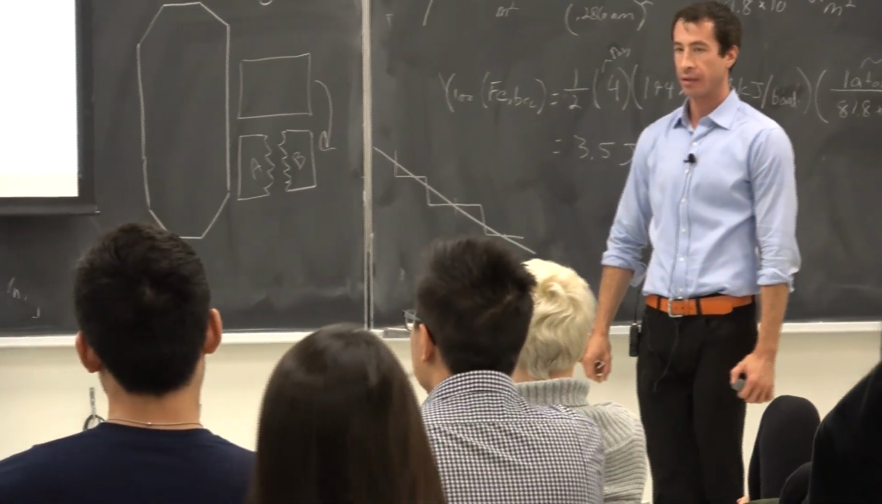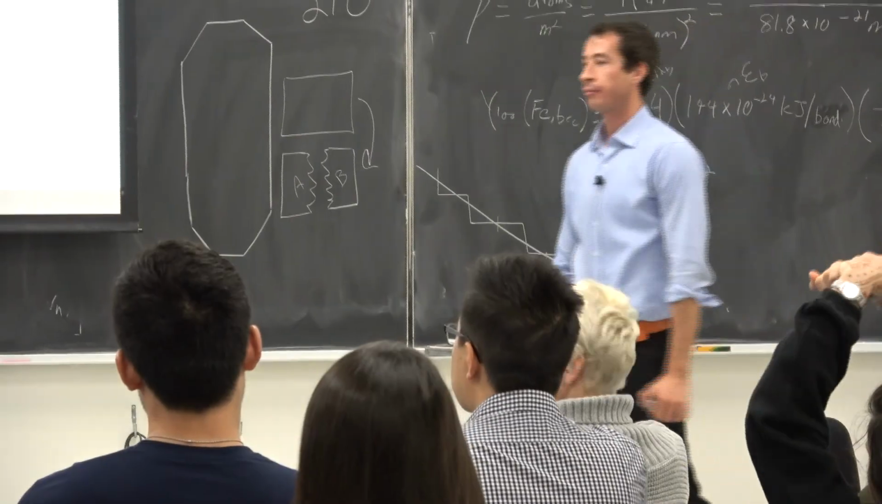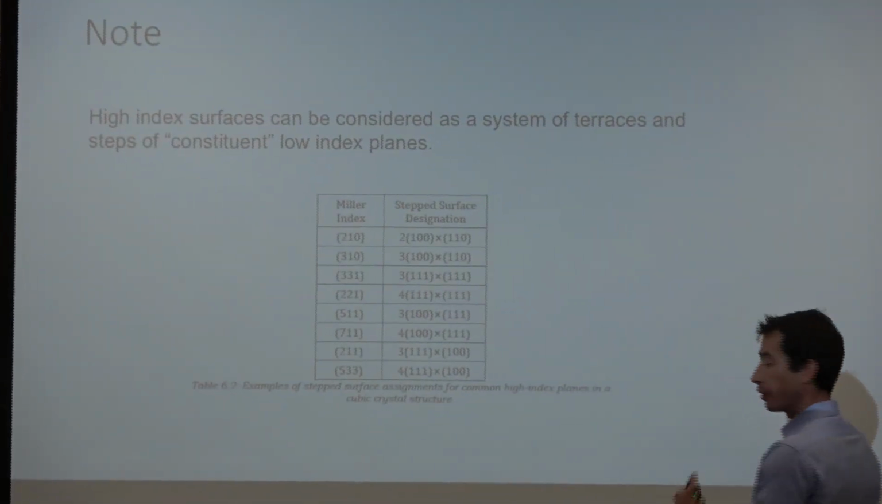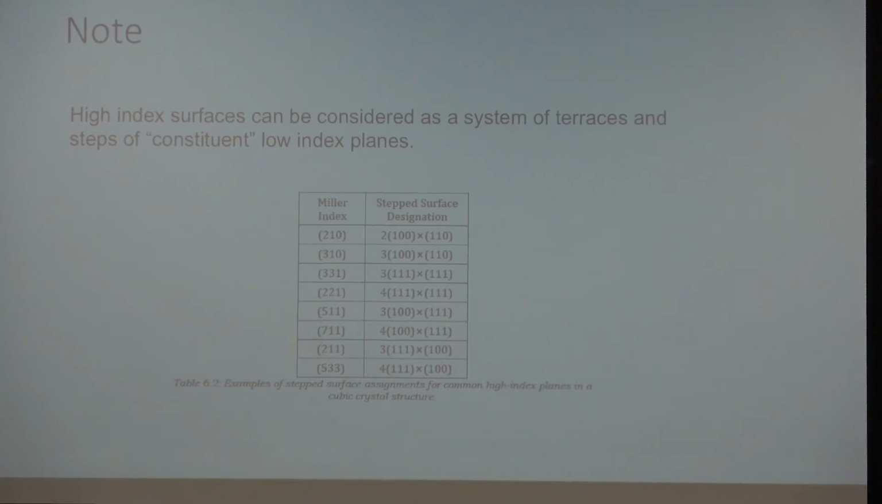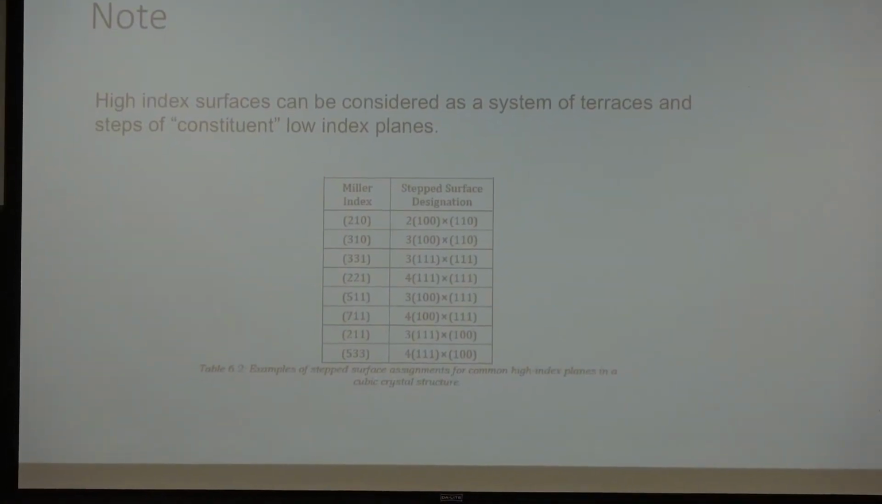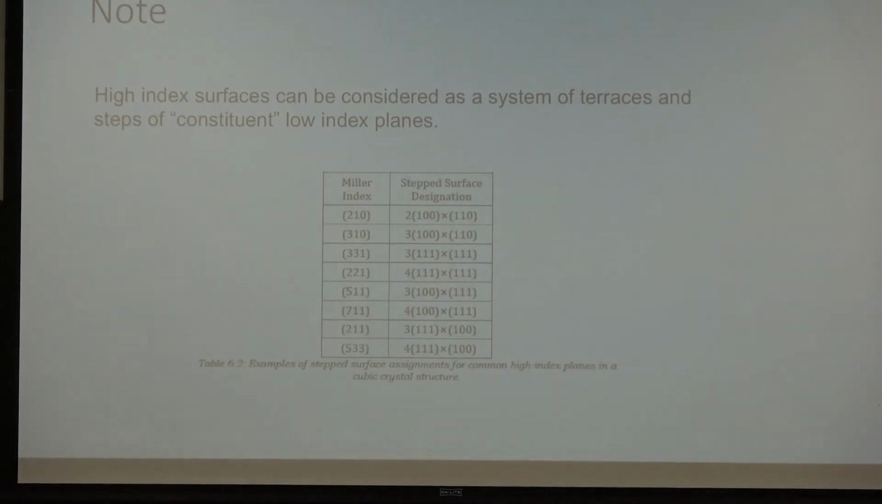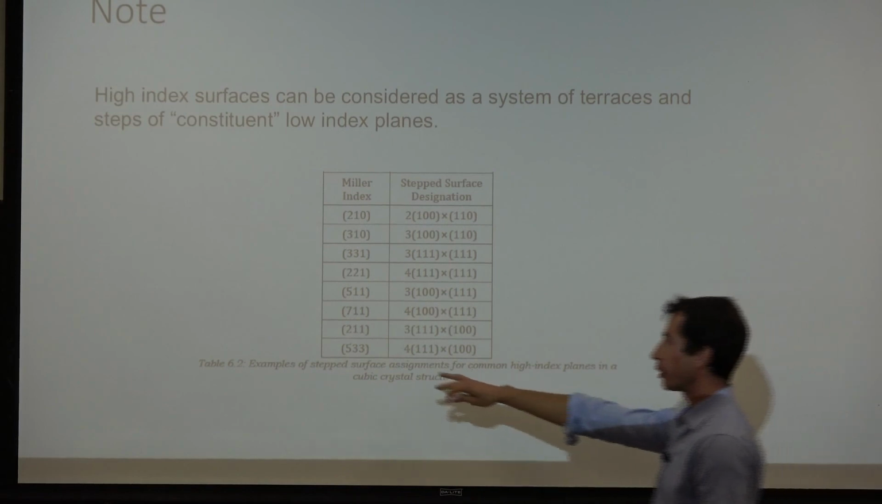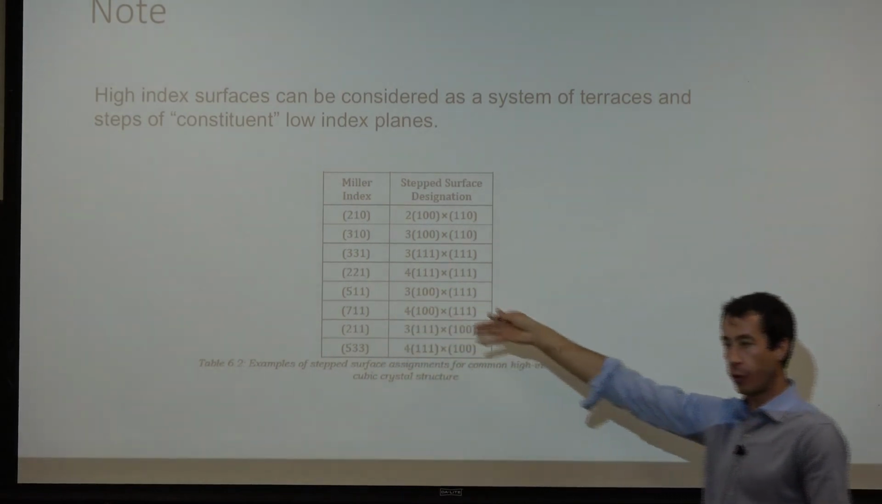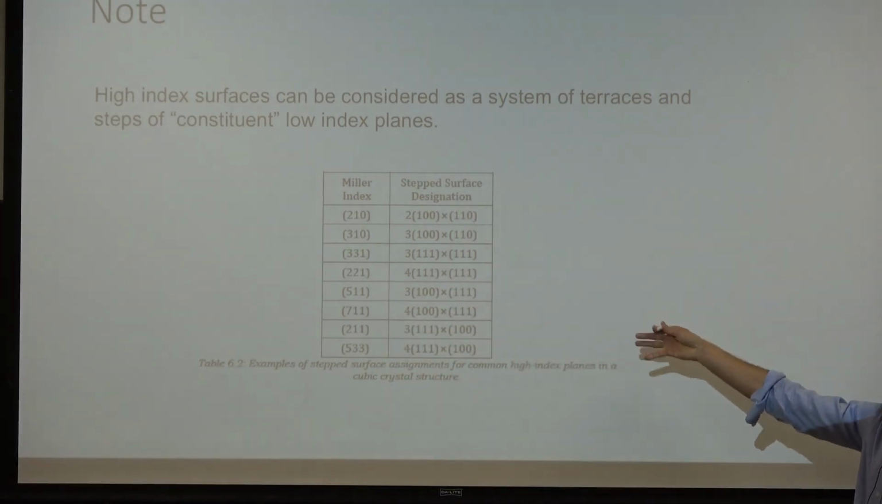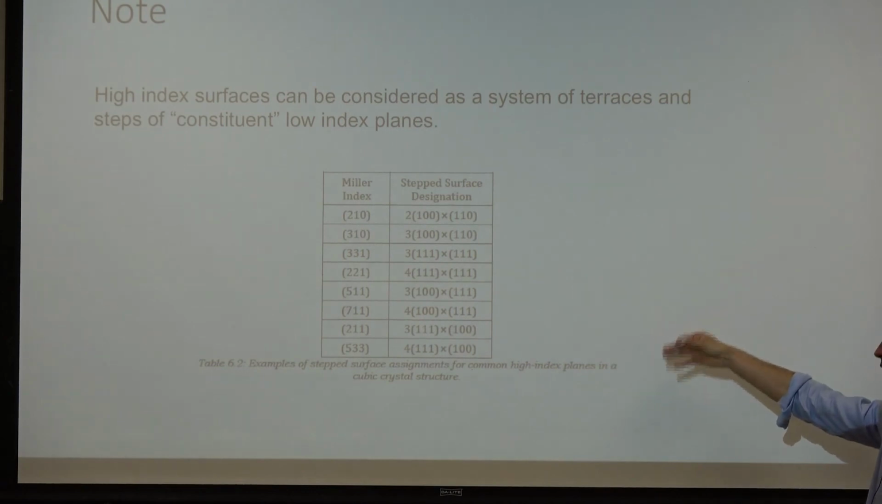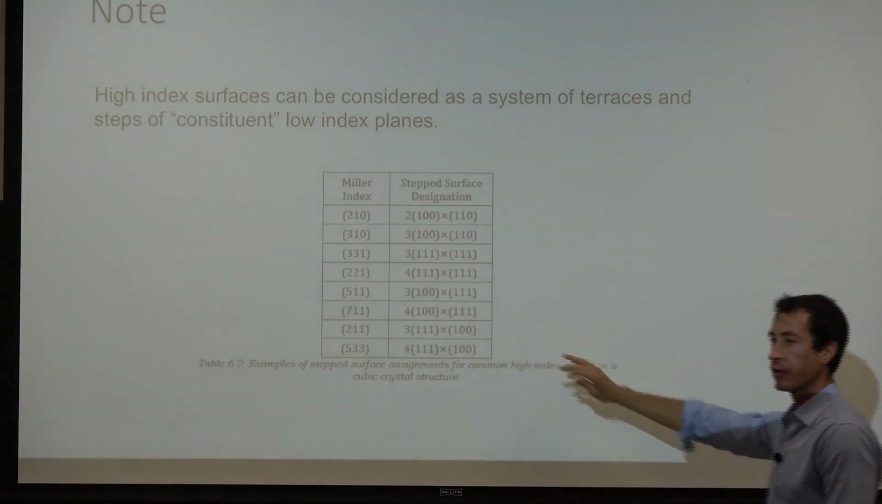What does this translate to? Does this mean we literally do 3 times the coordination number, or 3 times the number of bonds? 3 times the number of broken bonds, okay, right? So if you were trying to calculate how many broken bonds you have in a 7-1-1 plane, you would have 4 times the number that you would for a 100. Then add the 111. And then add the 111, yeah.